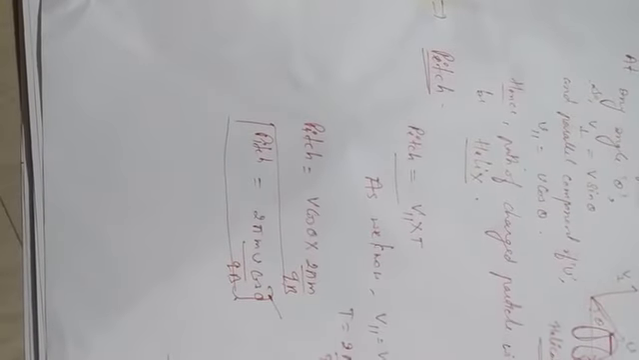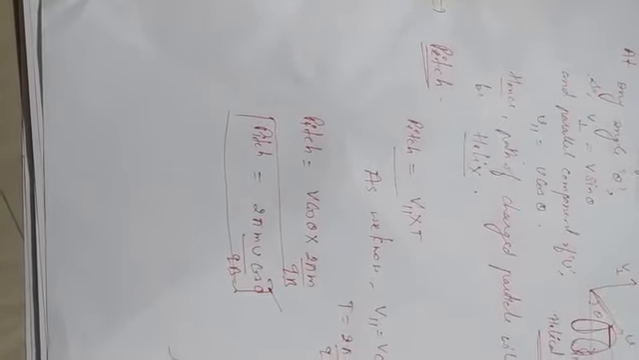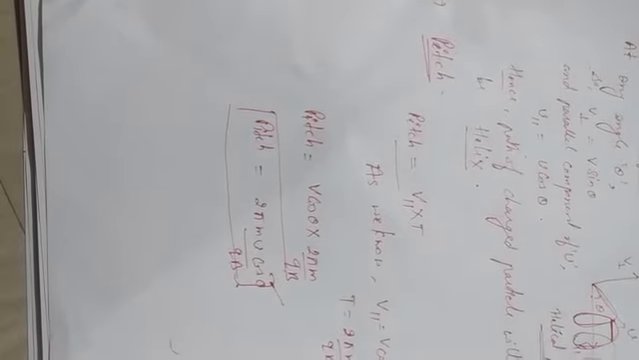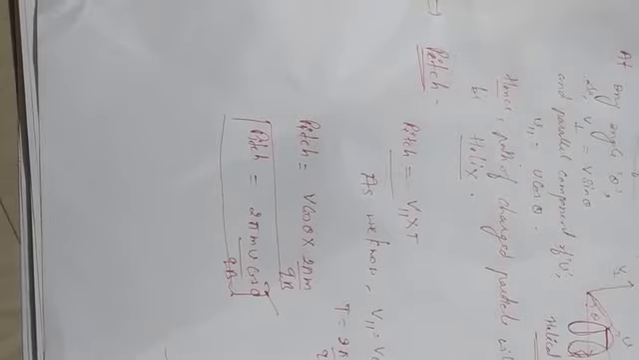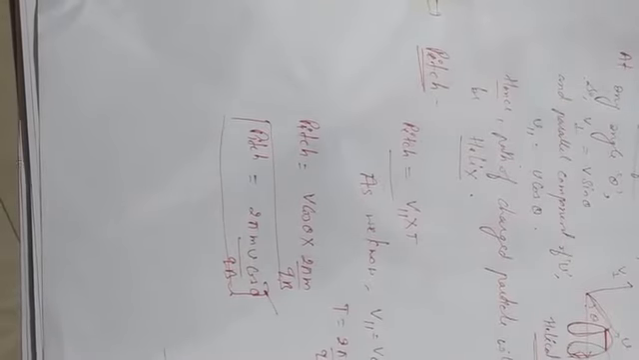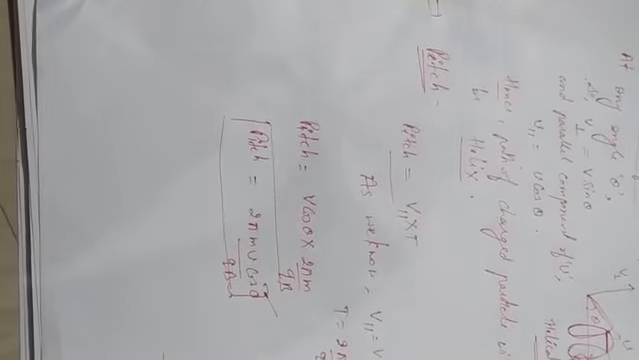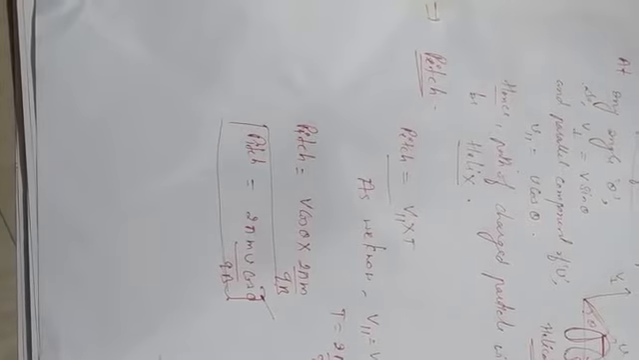Straight path: when the velocity of the charged particle and B are acting in the same direction, the angle between them will be 0, so theta will be 0, and the path acquired by this charge is a straight path. Then it will not deflect in any direction; it will travel straight only.